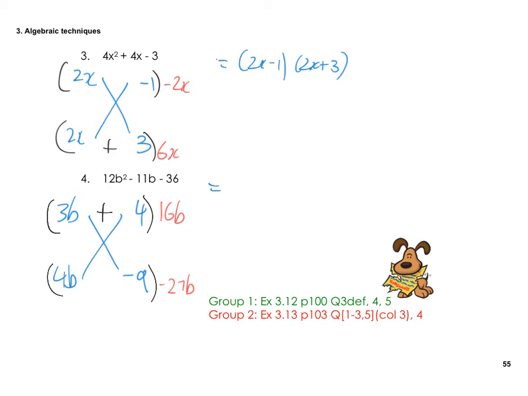So equals 3b plus 4, 4b minus 9. And again, order doesn't matter. Doesn't matter which bracket's first. But that is my answer. That was definitely a hard question.